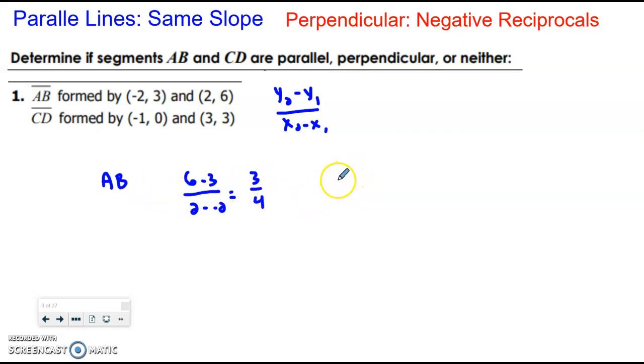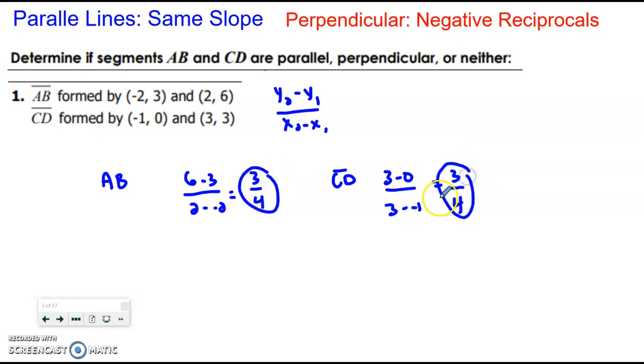If I look at CD, I'm going to be taking 3 minus 0 and 3 minus -1. So that ends up getting 3/4. Well, what do I know about these two slopes? Looks like they are the same. If they are the same slope, that means they are parallel.